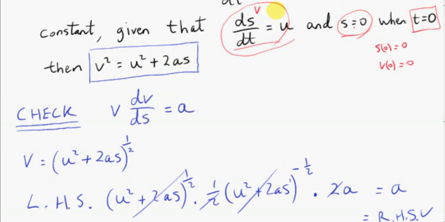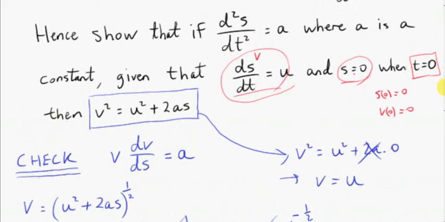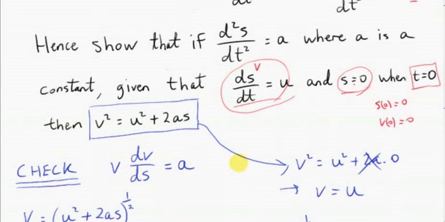We could check our boundary conditions. At a particular time, v is u and s is 0. Well, that's very easy to check. So if we plug 0 in for s, we should get v equals u. v squared equals u squared plus 2a by 0. So you can see that we get v squared equals u squared, or v equals u. Okay, so we got the familiar formula, v squared equals u squared plus 2as, by solving this differential equation.